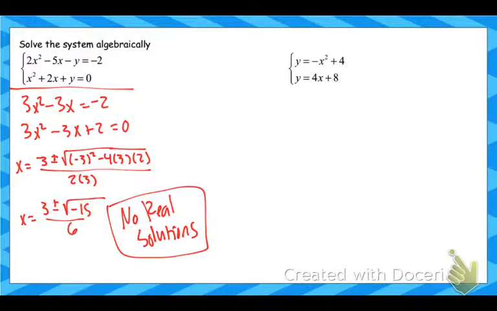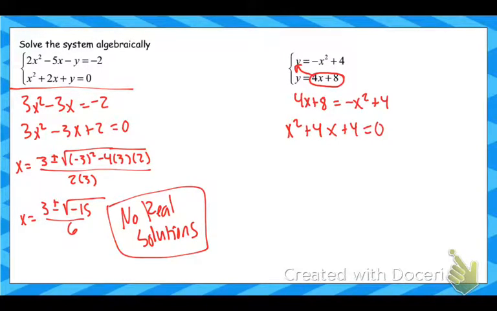So again, elimination or substitution. I'll go ahead and use substitution because it's set up pretty easily for that. It's already solved for y, so I'm going to substitute y for y. And now I'm going to solve. So I'm going to set it equal to 0. And then this one can factor.